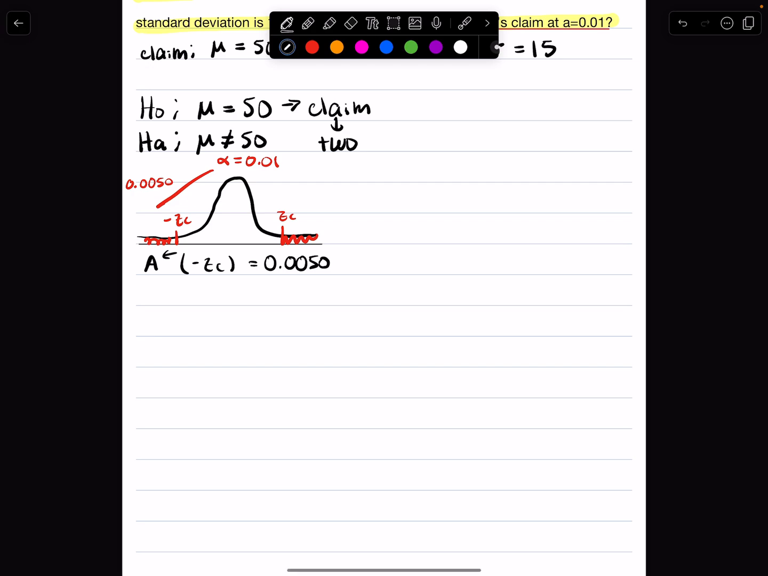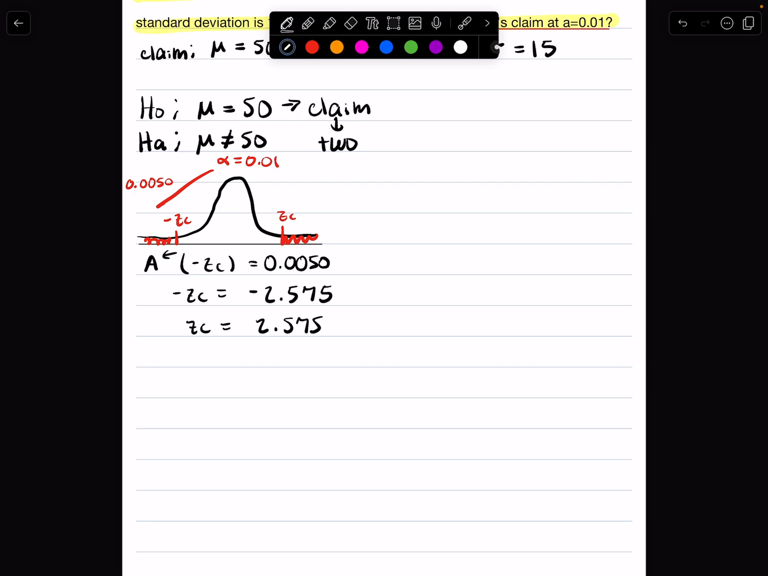0.0050. So what does that make our negative critical value? Again, we're given area to the left and want the critical value, so what should we think? Go to the chart. Go to the chart and find this area inside. You'll find that the critical value that corresponds to it is negative 2.575, which makes the positive critical value positive 2.575.